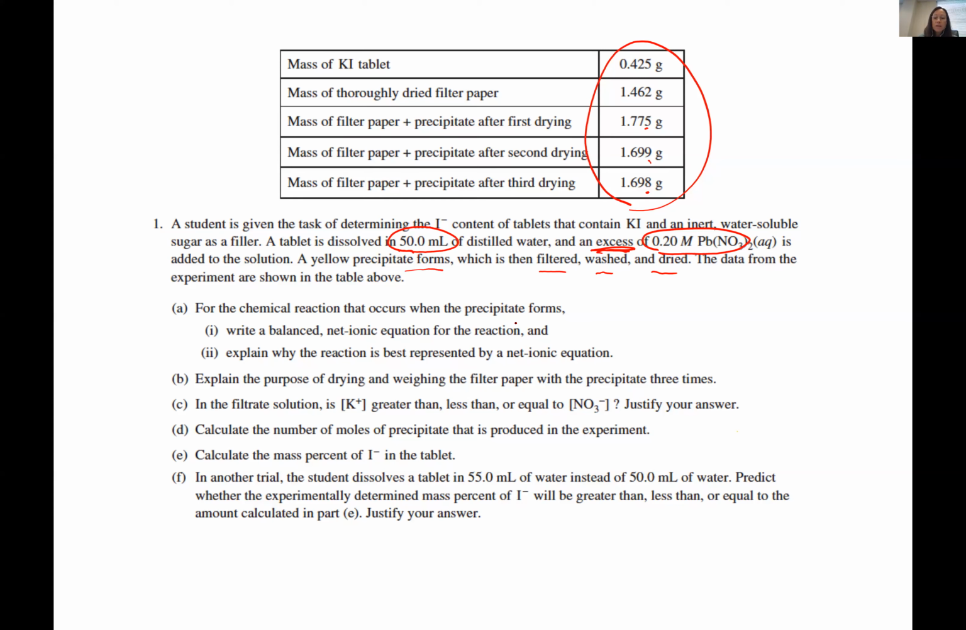So they want a balanced net ionic equation. And why is the net ionic equation the best? Because it shows me what's happening, right? All those spectators are left out. And then here's a good lab question. Why do you do the things you do in the laboratory? And then another really good question down here, error analysis.